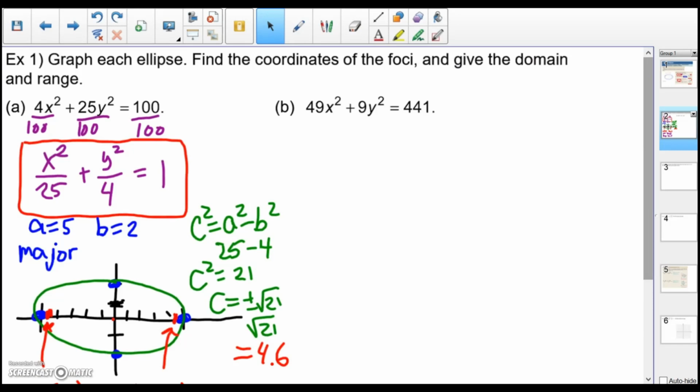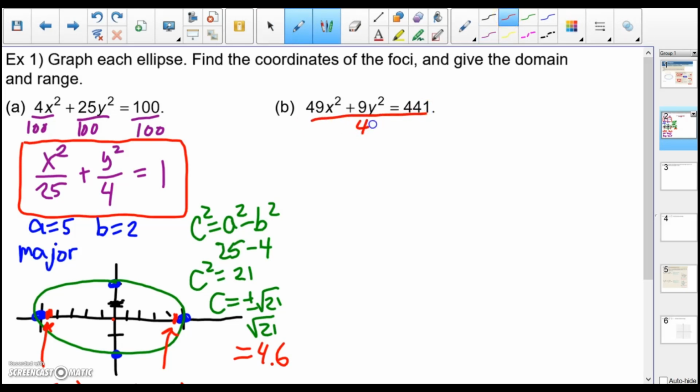Okay, so now we're going to do part B. I'll try and make this a little bit quicker. See how it equals 441? We don't want that. So we would divide by 441 to make it equal 1. So reducing your fraction, 49 over 441 is going to reduce to 1/9. So we have x squared over 9, and 9 over 441 reduces to y squared over 49 equals 1. So that's kind of our general form that we like.